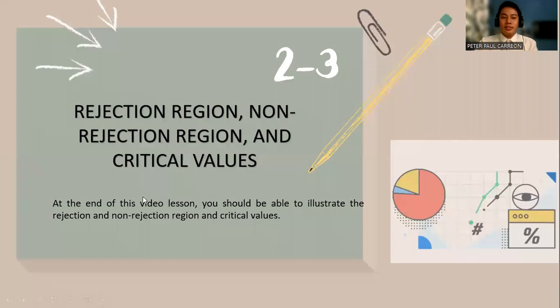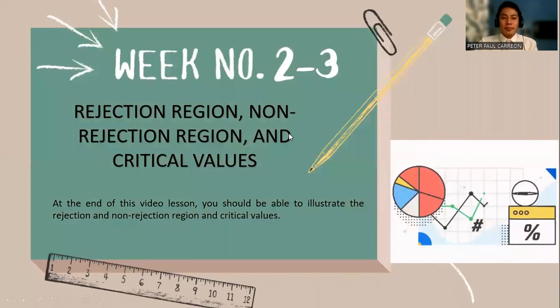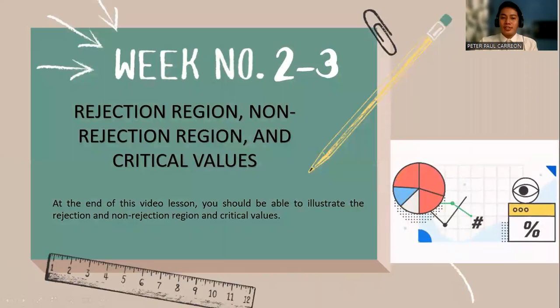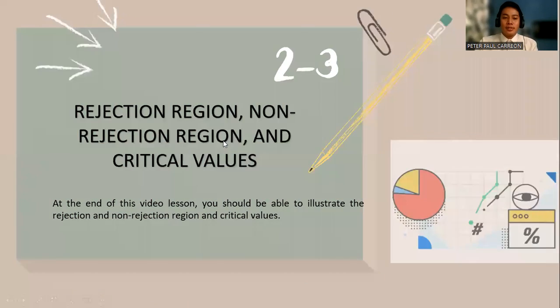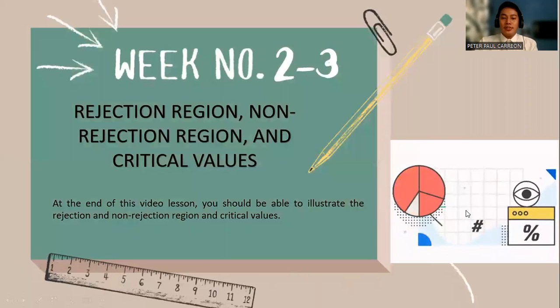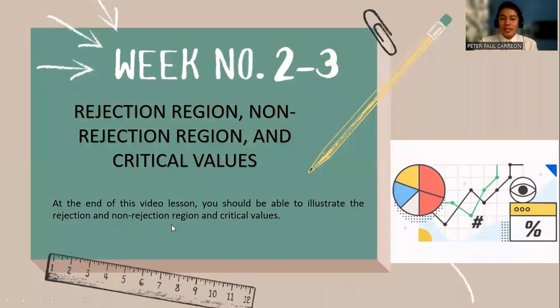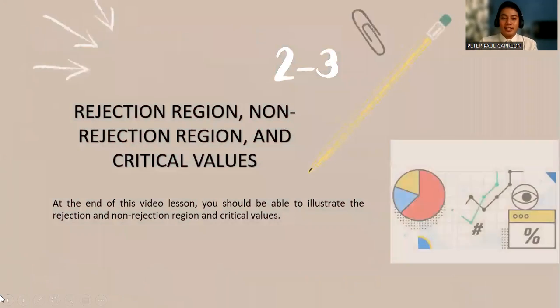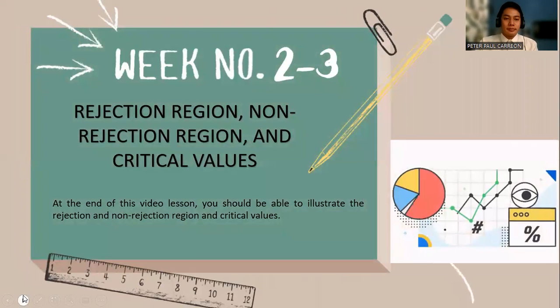So this is now weeks 2 to 3 of our discussion. Our topic is the rejection region, the non-rejection region, and the critical values. At the end of this video lesson, you should be able to illustrate the rejection and the non-rejection region and the critical values.